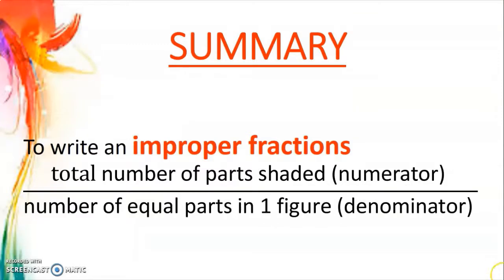Or the simplest way to write an improper fraction, just count the total number of parts shaded, that will be the numerator, and count the number of equal parts in one figure, that will be the denominator.